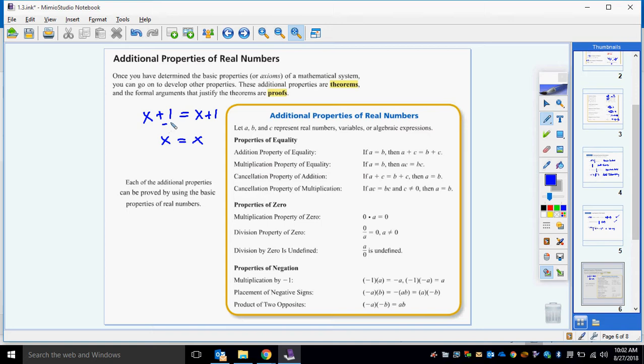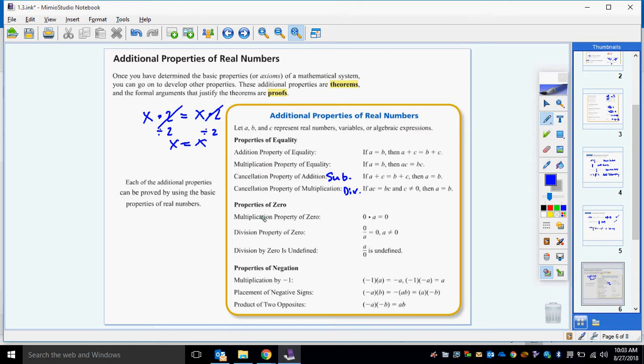Cancellation property of addition. Cancellation property of multiplication. Same thing, but now it's multiplication. So let's say I'm taking it times 2 again. If it's times the same thing on both sides, the cancellation property says, hey, you don't even need those. x equals x. It's what allows us to divide by the same number on both sides. So think of this one as subtraction on both sides, and think of this one as division on both sides.